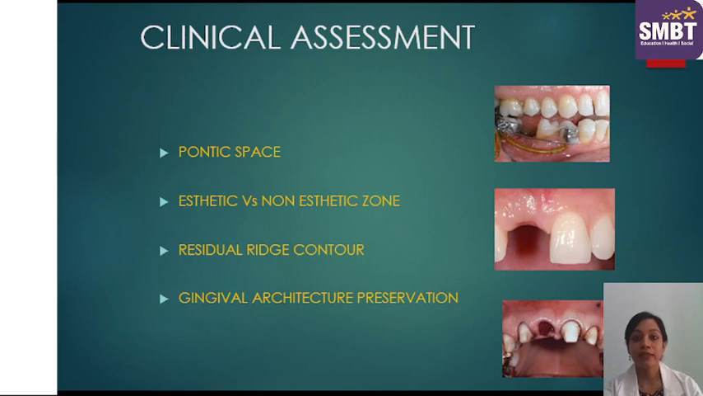Clinical assessment. So what exactly do we see when we are designing a Pontic? We check for the Pontic space, whether it is adequate or not. We check whether this tooth lies in the aesthetic or in the non-aesthetic zone. We check for the residual ridge contour, and we check for the gingival architecture, whether it permits good control over the aesthetics or we need to correct it before going ahead with the prosthesis.